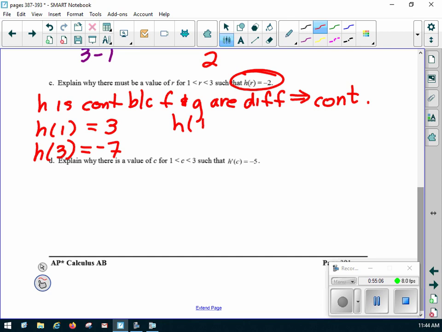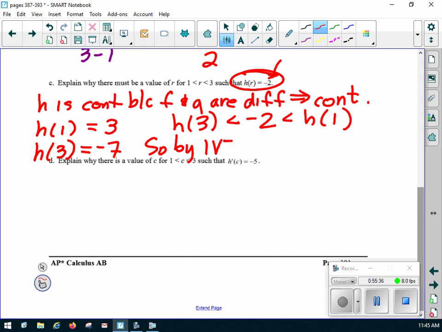So h of 3, negative 7, is less than the y value we're looking for, which is less than h of 1. Do I have that set up right? Put the value that you're dealing with in the middle.